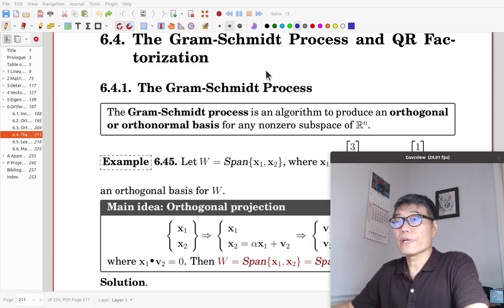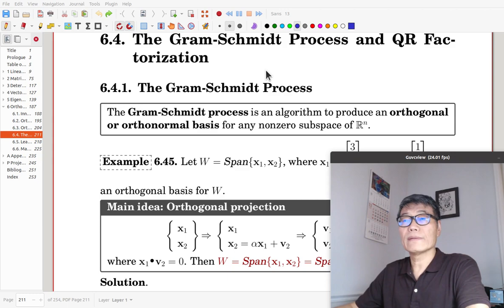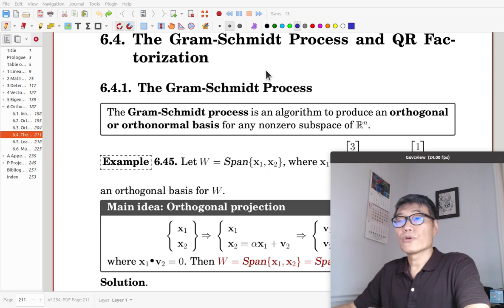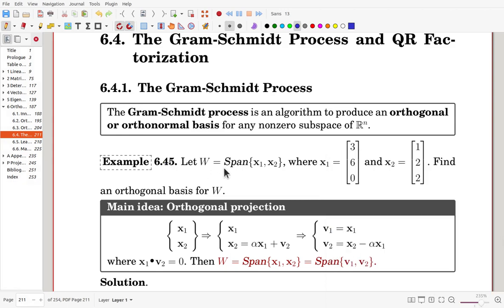The Gram-Schmidt process is an application of orthogonal projections which produces an orthogonal basis for any non-zero subspace of Rn. After studying the Gram-Schmidt process, we'll apply it for QR factorization of matrices. See this example. W is a span of x1 and x2. x1, x2 are given in this way. They are apparently linearly independent. We'll try to find an orthogonal basis for W.